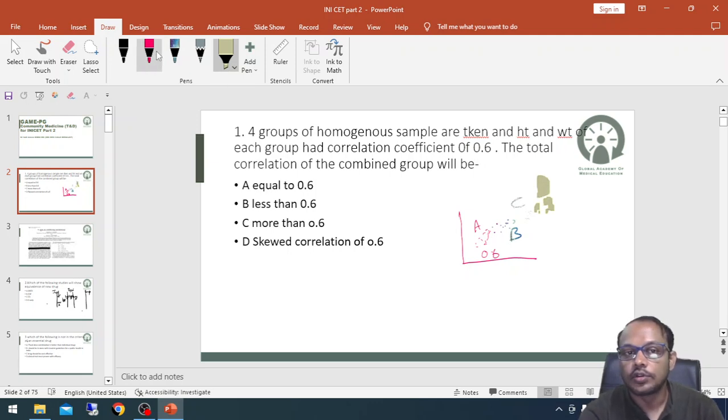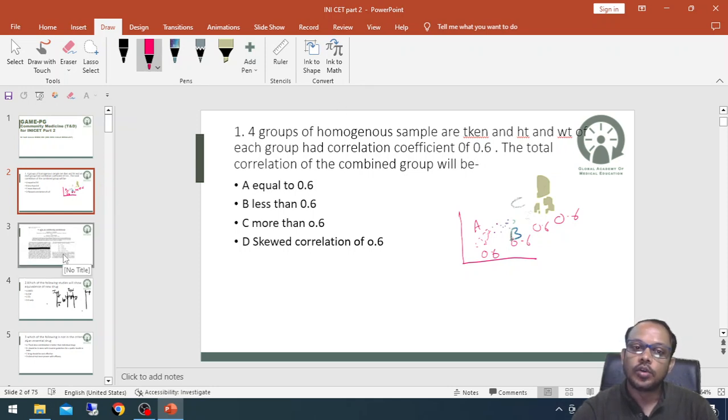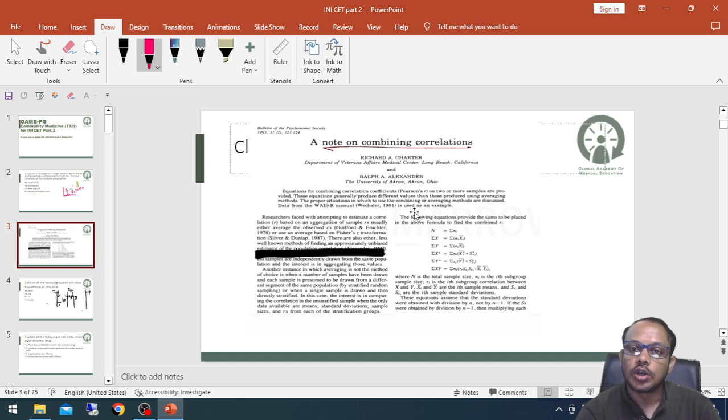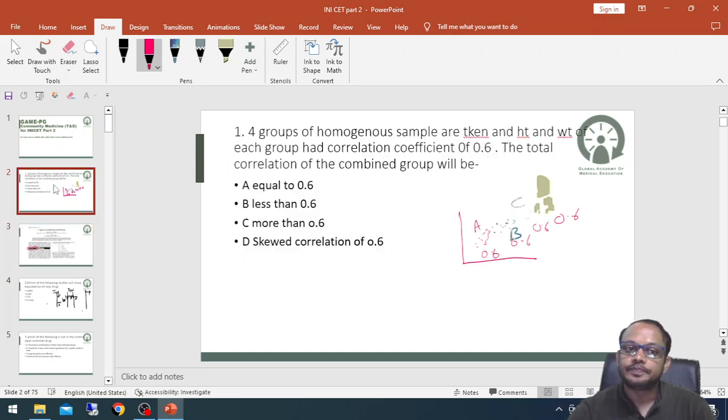These all have a correlation coefficient of 0.6, okay. So, what does the literature say about the correlation coefficient of a combination if a homogeneous sample is taken? For combining correlations you can take appropriate averaging methods, okay. These averaging methods are appropriate when several different samples are taken from a homogeneous sample, the same population, okay.